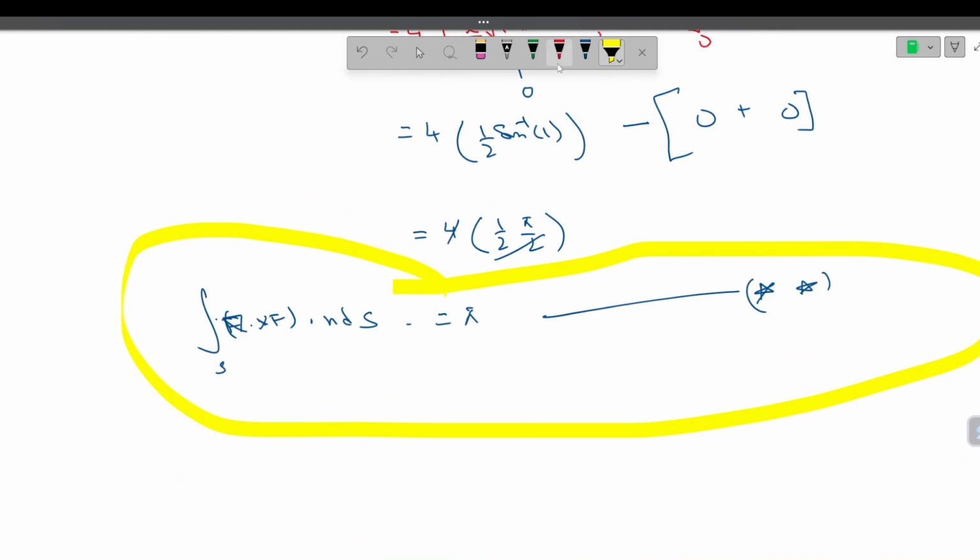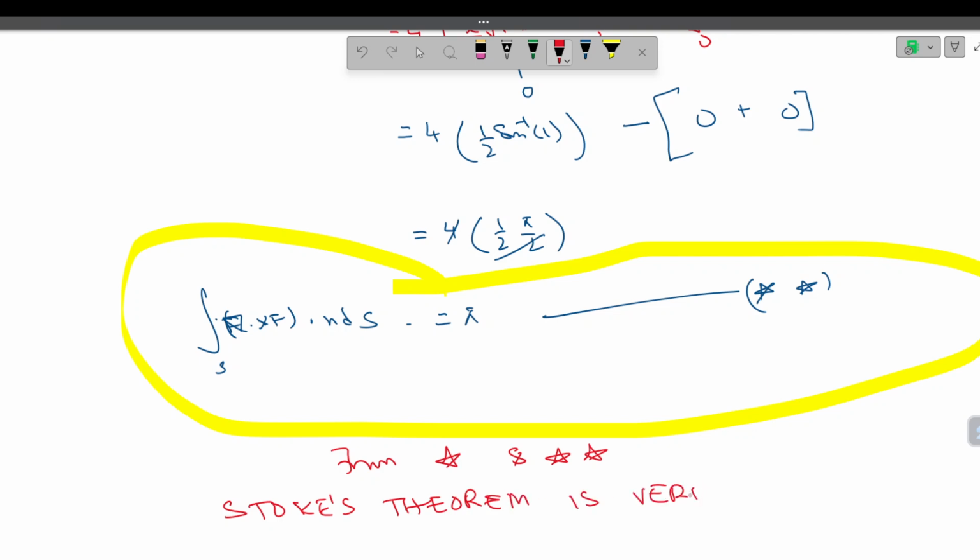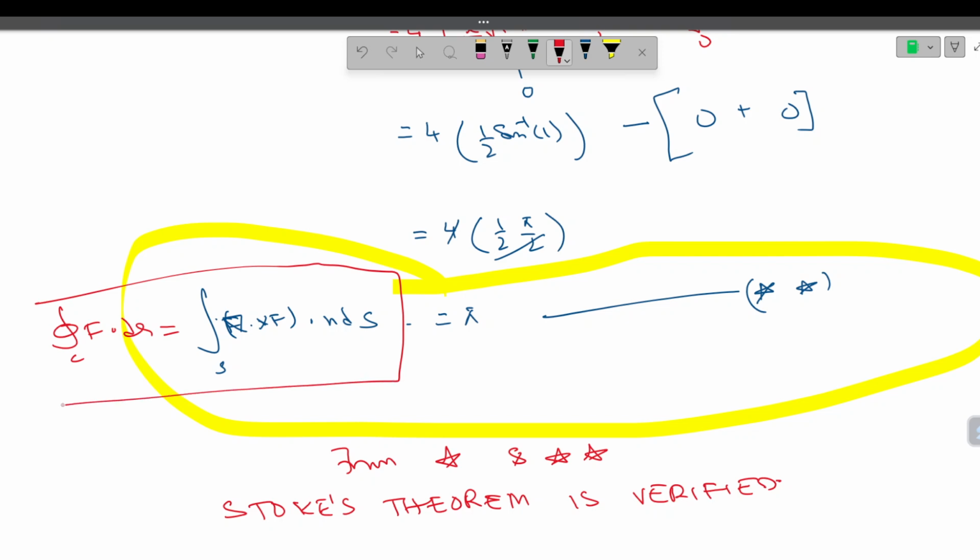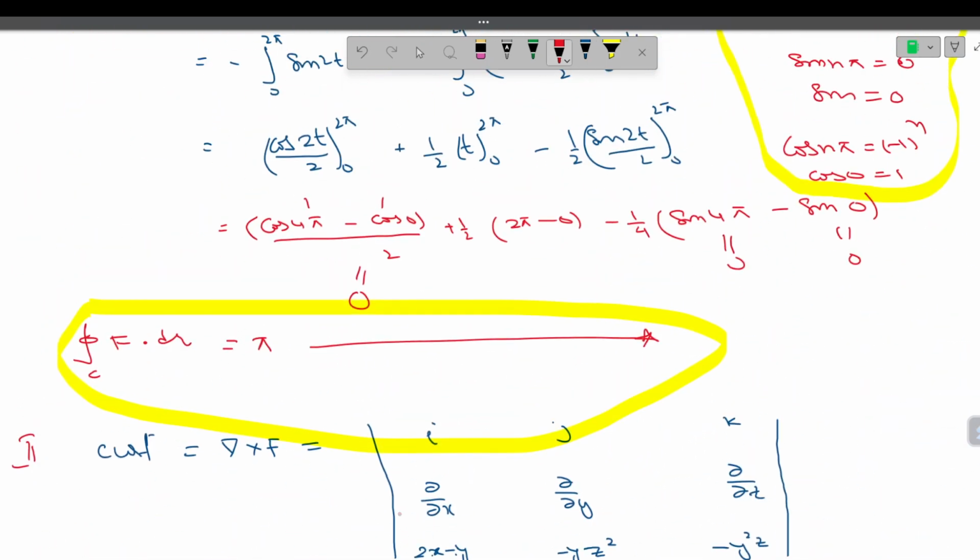So from 1 star and 2 star, Stokes theorem is verified. That means this part is also equal to pi. Stokes theorem is verified. So what we have done, we have proved the Stokes theorem.